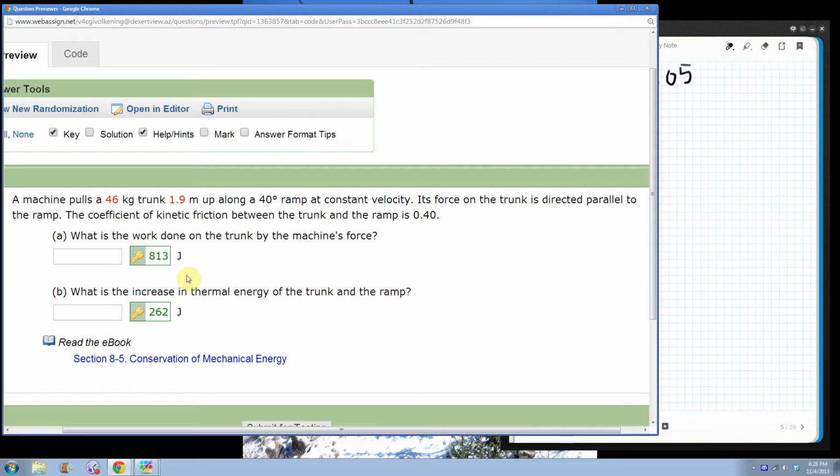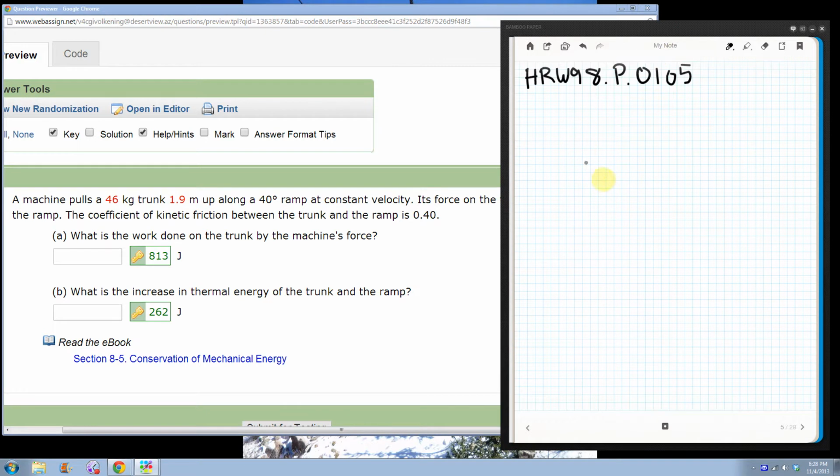Okay. First off, I need a force, because to get the work done, I'm going to have to do force times distance. So I've got to figure out what this force is that's pulling the trunk up the ramp. So let's do a free body diagram.